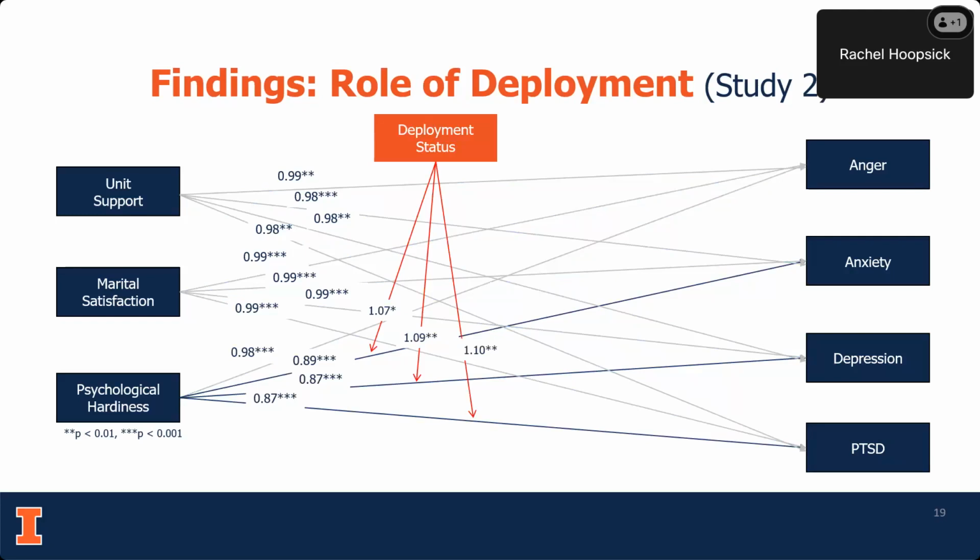However, when we examined for interactions between these resiliency factors and deployment status on mental health, we found 3 statistically significant interactions. So deployment status modified the associations between psychological hardiness and anxiety, depression, and PTSD. And on the next slide, I'll show you a little bit more about what these 3 interactions mean.